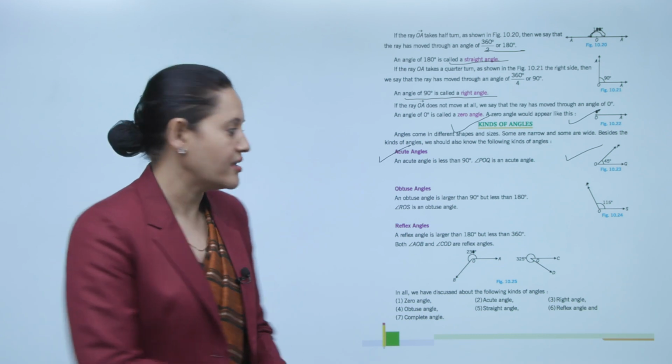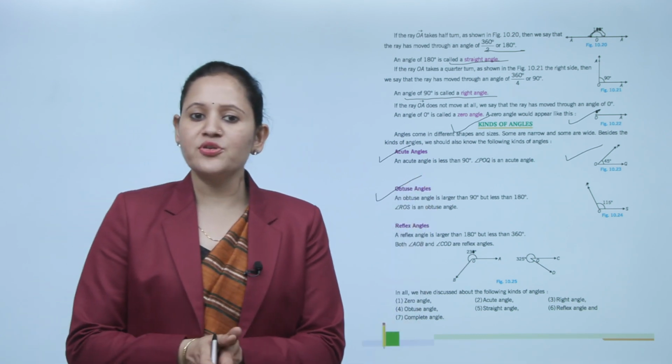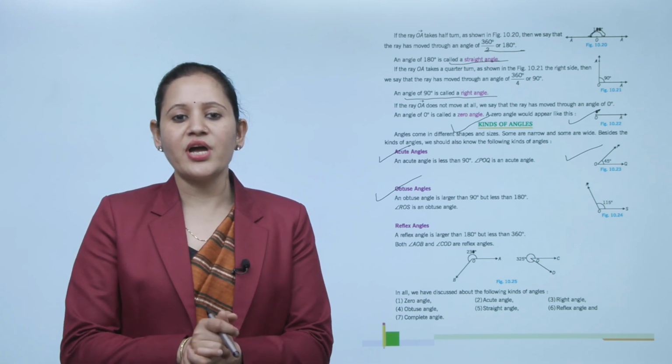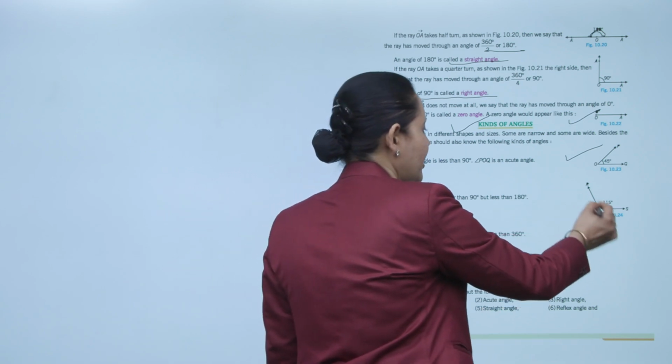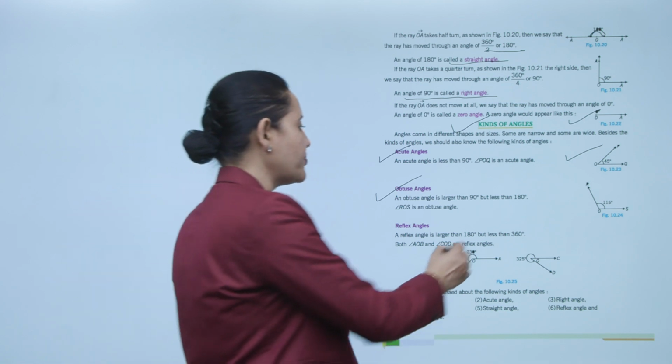Next is the obtuse angle. An obtuse angle is larger than 90 degrees but less than 180 degrees. Angle ROS is an obtuse angle. Like here, 115 degrees, more than 90 but less than 180 degrees, is an obtuse angle.